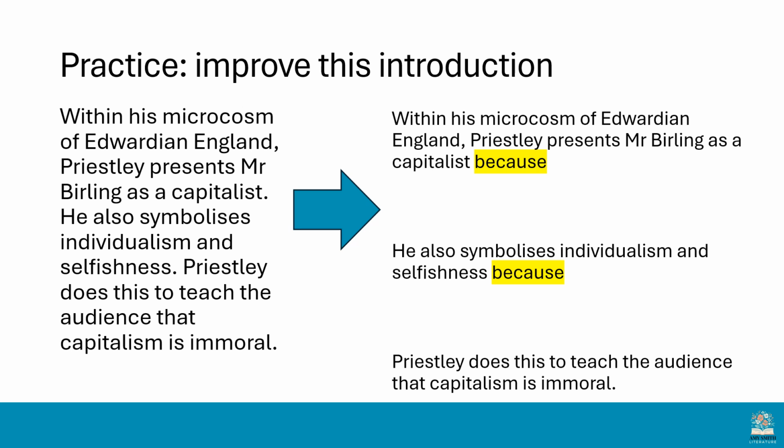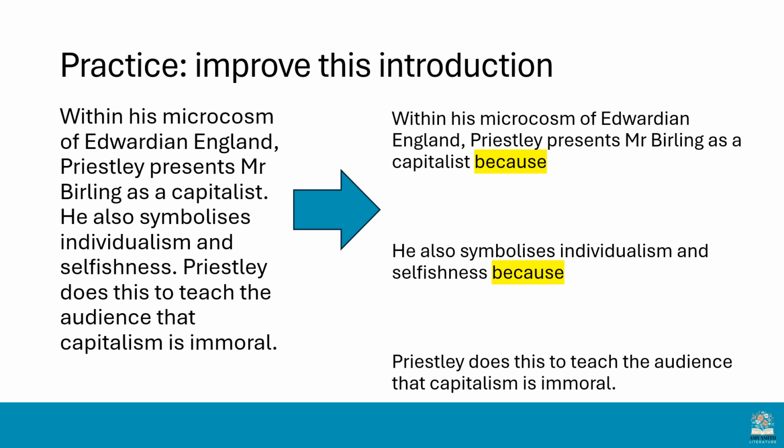Welcome back. So let's look at the first bit. Within his microcosm of Edwardian England, Priestley presents Mr. Birling as a capitalist because he's only interested in making money, because he puts money above his daughter's happiness, because he sees his daughter's engagement as a way for him to join business ventures with Gerald. Anything like that would be good.